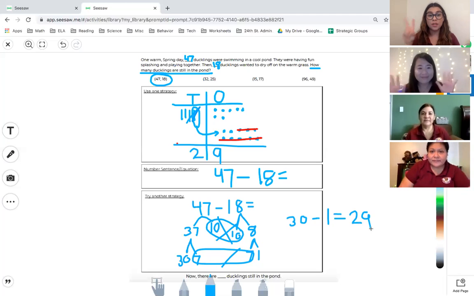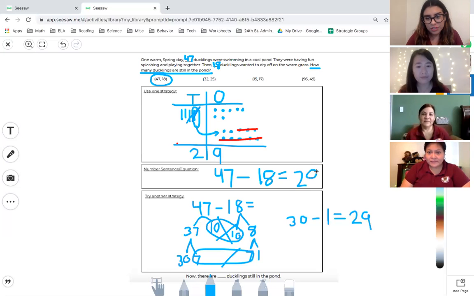And remember, we always want to do this 2 times because we want to check our answer. So the first time, we may not be sure if that's the correct answer, but if we do it a second time using a different strategy and we get the same answer, then we know we have to be correct, or we're closer to being correct than we were. So then our answer is 47 minus 19 equals 29.